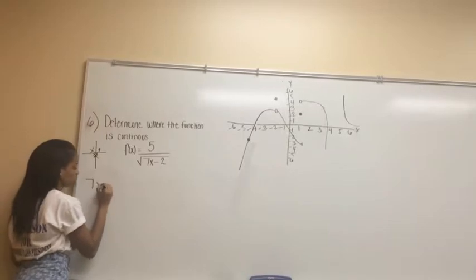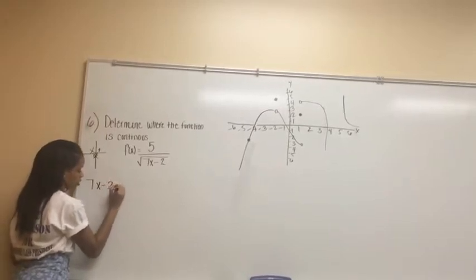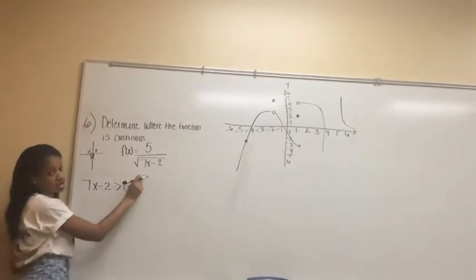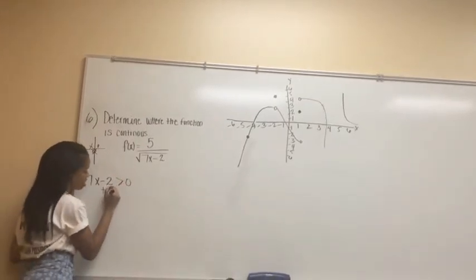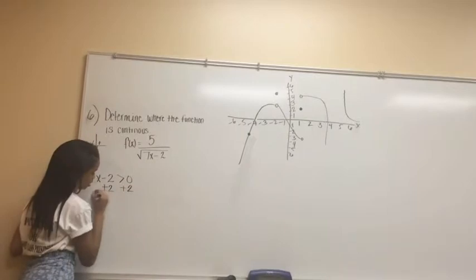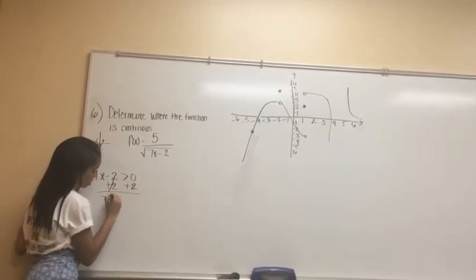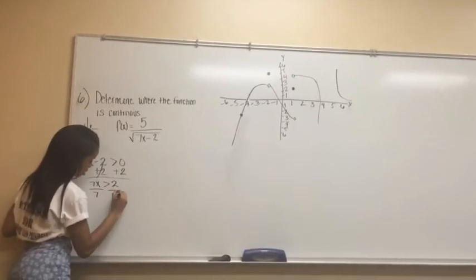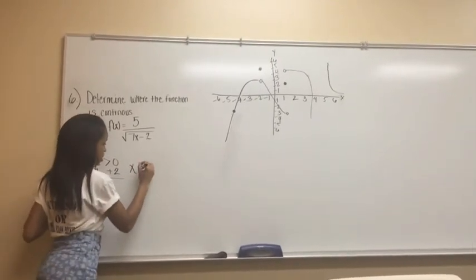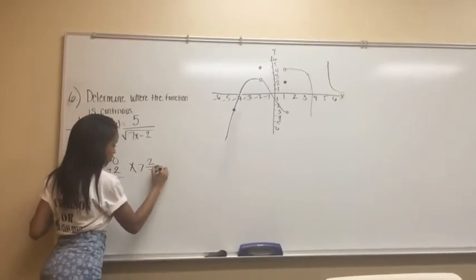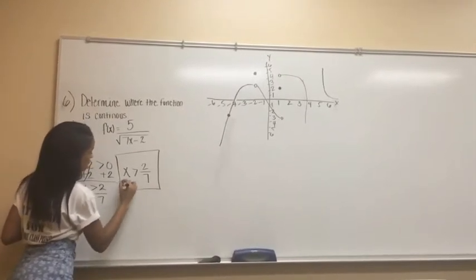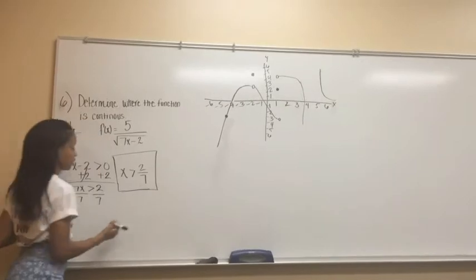So now we'll set the denominator to be greater than 0, since the denominator has to be greater than 0. Add 2 to both sides. Bring down 7x, which is greater than 2. Divide out 7. And now your answer would be x is greater than 2 over 7. So the function is continuous when x is greater than 2 over 7.